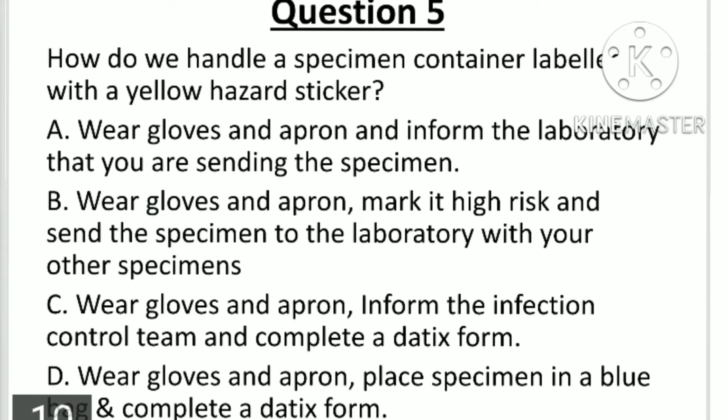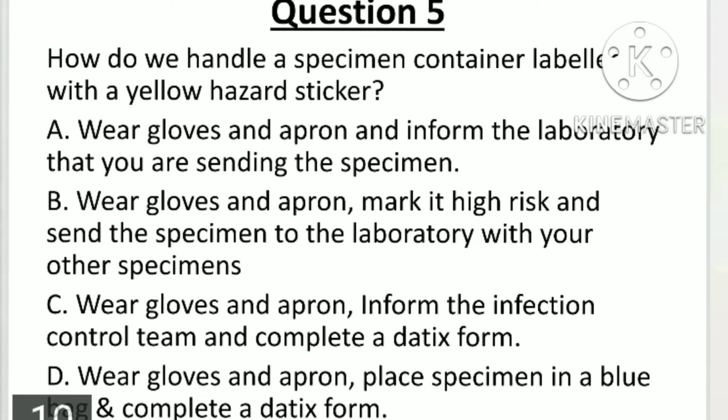How do we handle a specimen container labeled with a yellow hazard sticker? A, wear gloves and apron and inform the laboratory that you are sending the specimen. B, wear gloves and apron, mark it high risk and send the specimen to the laboratory with your other specimens. C, wear gloves and apron, inform the infection control team and complete a DATIX form. D, wear gloves and apron, place specimen in a blue bag and complete a DATIX form.